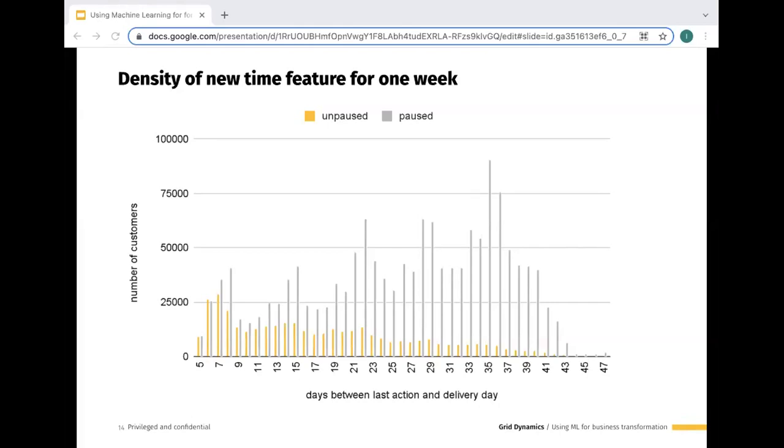And for unpause actions, we have a different picture, or opposite. The maximal value of unpausing actions is quite near the day after which the customer can't change anything about their subscription. And this gives us an understanding that such a model can be useful for predicting such pausing clients and planning for them better.